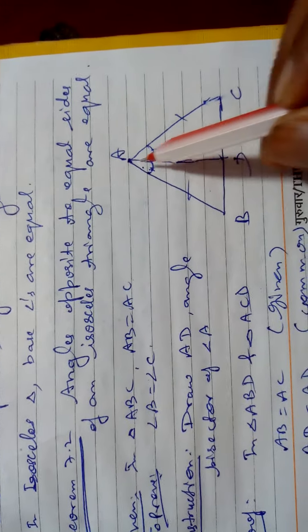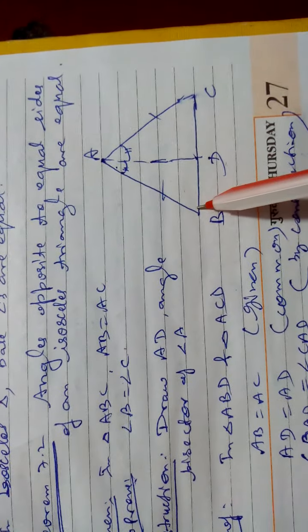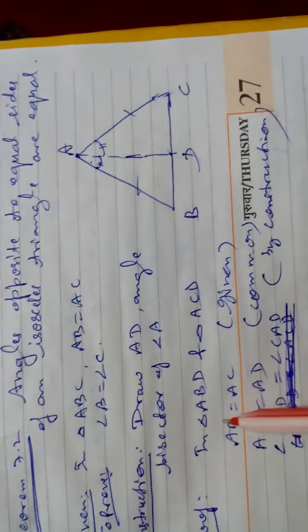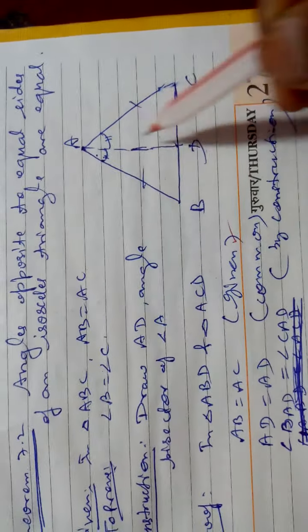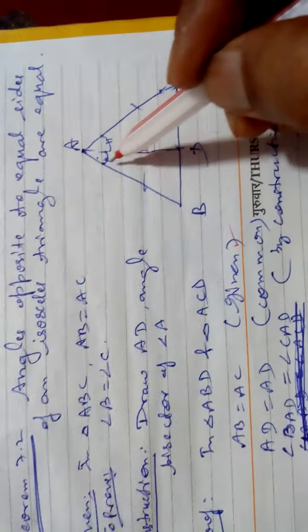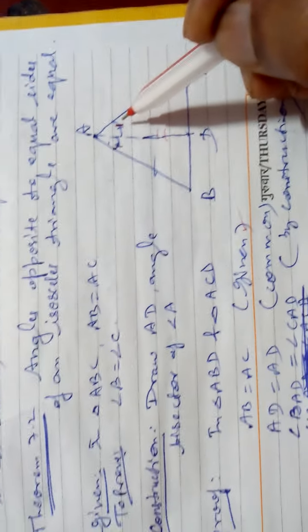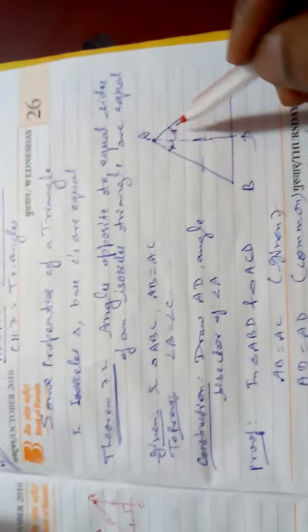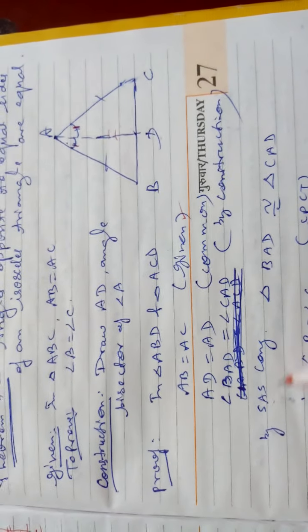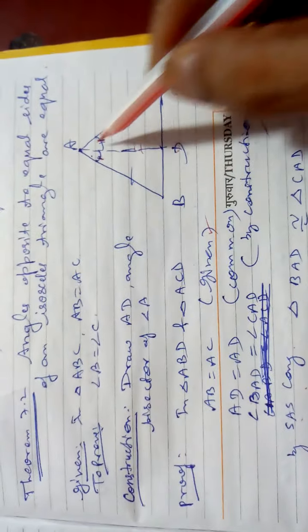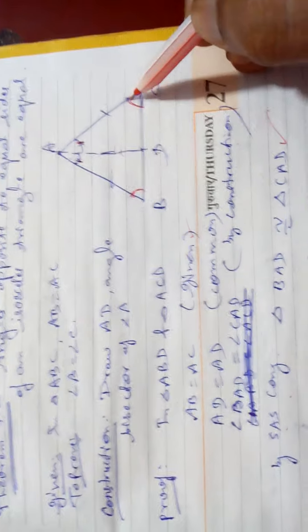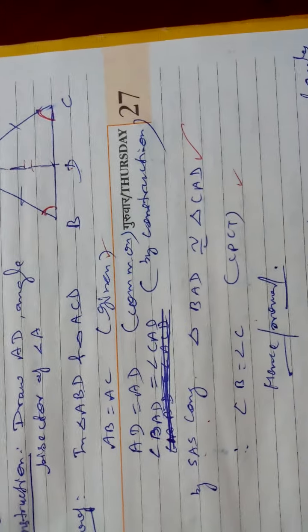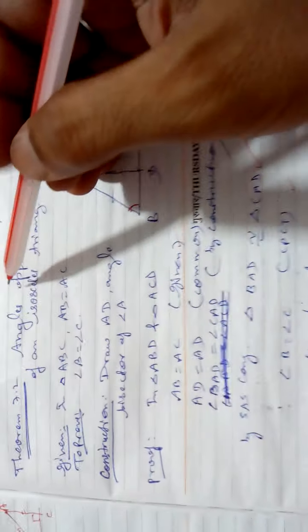There are two triangles you are getting. If you prove both triangles congruent, then automatically angle B and angle C are equal. Proof: in triangles ABD and ACD, AB equals AC given, AD is common in both, angle BAD equals angle CAD because of the construction. So by SAS congruency, triangle BAD is congruent to triangle CAD, then by CPCT angle B equals angle C. Hence proved.